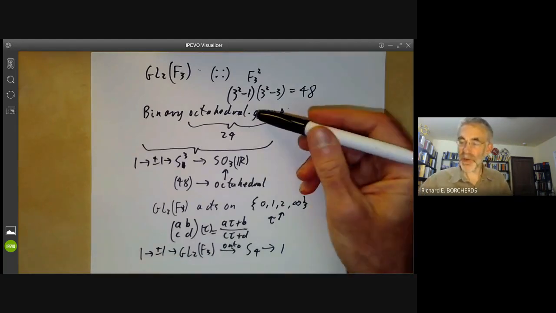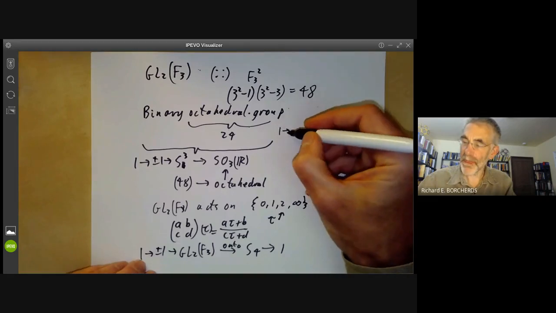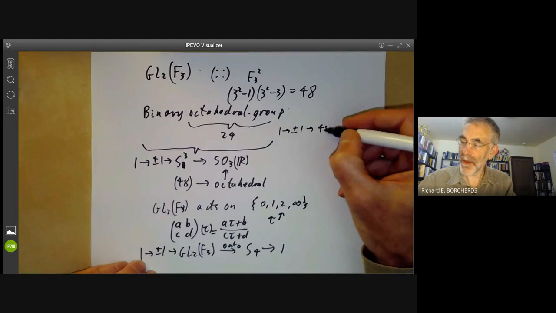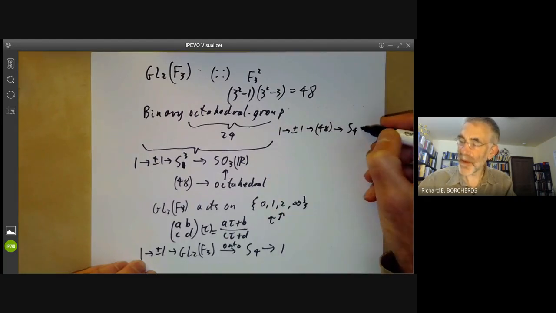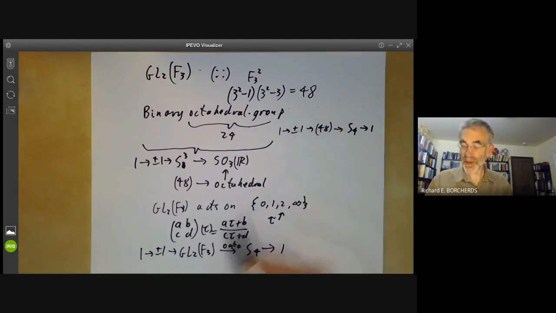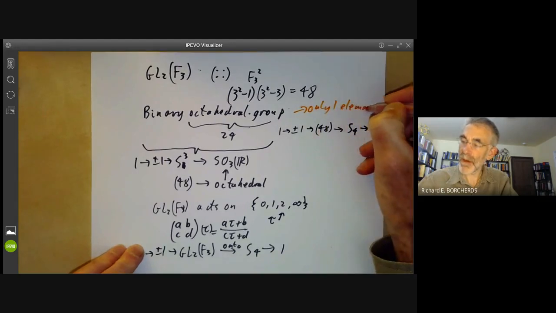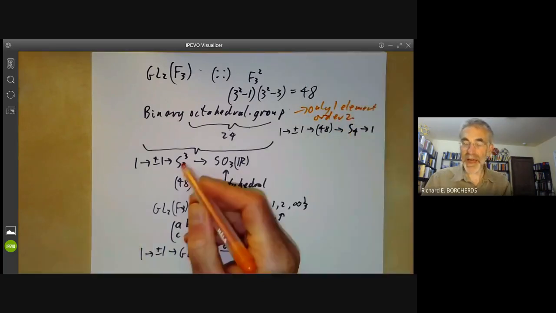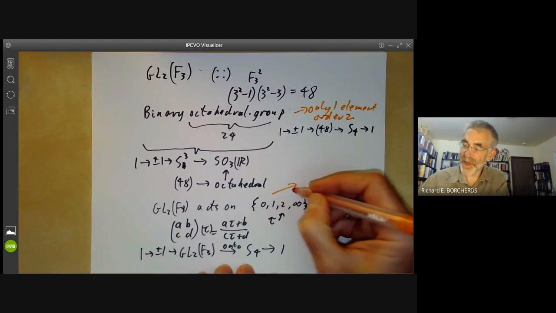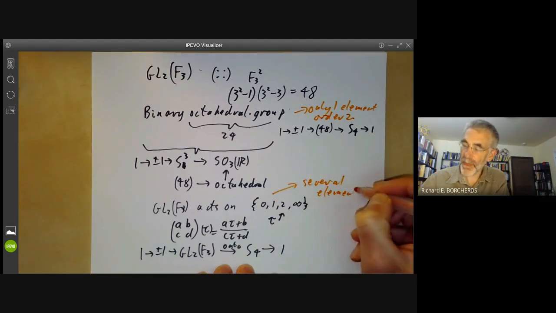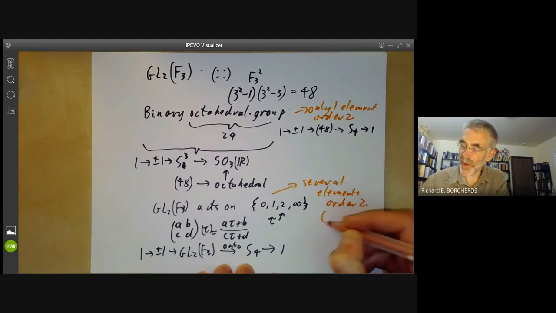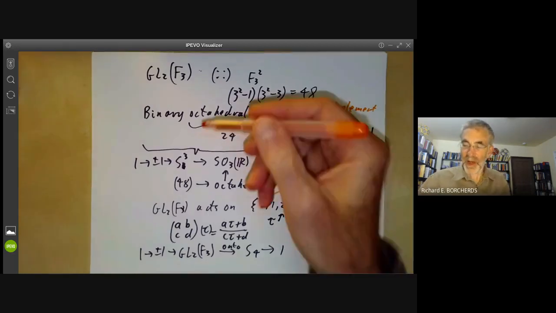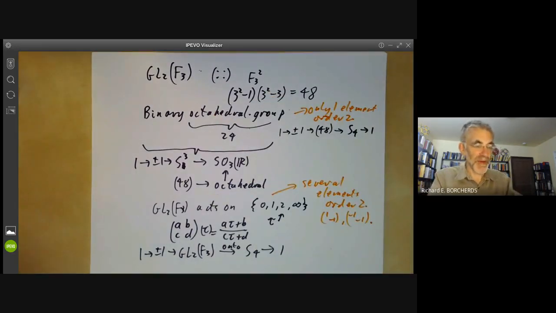So the binary octahedral group maps onto the octahedral group, which is S4, and has kernel in the center of order 2, and the group GL2 of F3 has exactly the same properties. So you can ask, are these groups the same? And in fact, they're really amazingly easy to confuse, but they are in fact different, because the binary octahedral group has only one element of order 2, because the group S3 has only one element of order 2, but GL2 of F3 has several elements of order 2. For example, we have the element 1, minus 1, or the element minus 1, 1, and so on. So in spite of the fact these groups look very, very similar, they are in fact subtly different.